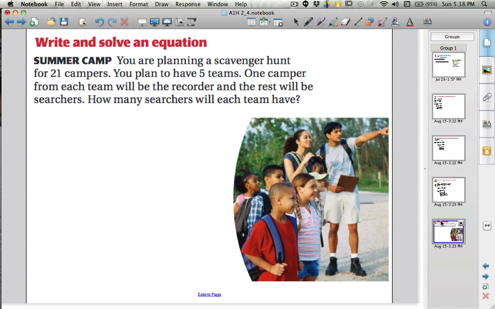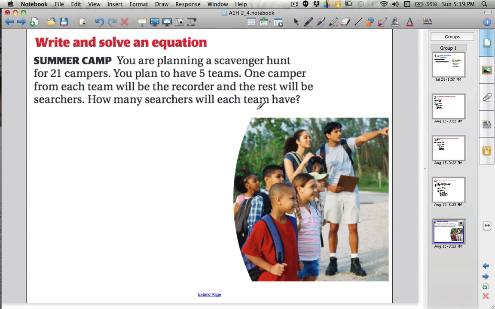Okay, and finally, looking at this in a word problem context, if I'm planning a scavenger hunt for 21 people, I plan that I'm going to have 5 teams. One camper from each team will be a recorder and the rest will be searchers. How many searchers will each team have?